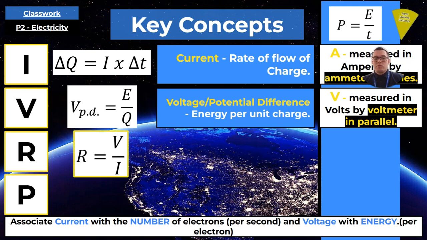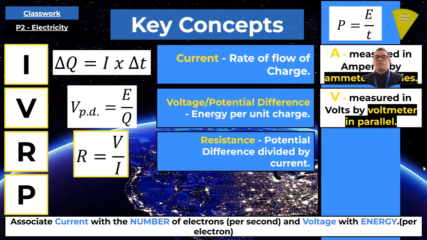Hands down, the single most important equation in this topic is Ohm's law, which is resistance is potential difference divided by current, because it combines the three most important concepts in the topic, as we've already talked about, trying to understand this relationship between current and resistance. Ohm's law tells us about that. The actual definition of resistance is just the equation: potential difference divided by current.